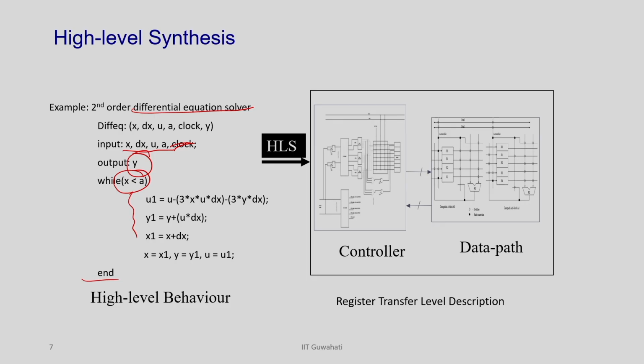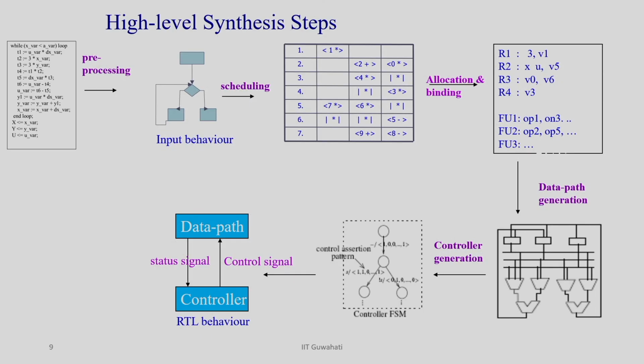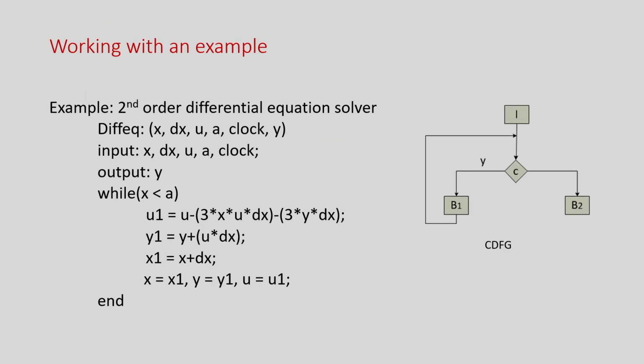Okay. So, let us try to understand that. In high level synthesis the steps are pre-processing, scheduling, allocation, binding and data path and controller generation. Let us forget these things and concentrate on the conversion steps. We have this behavior which is given to us. First of all, what we should understand is the control and data flow in this behavior, and that is given by the CDFG, the control and data flow graph.